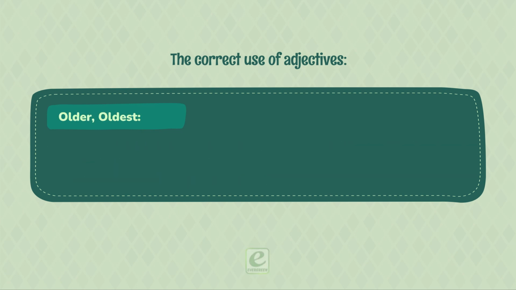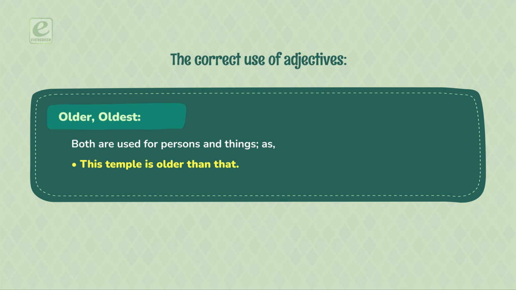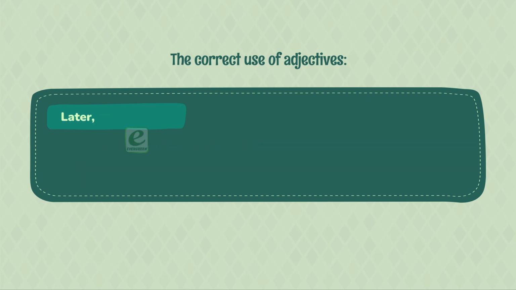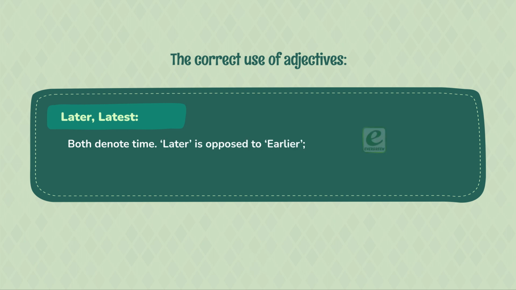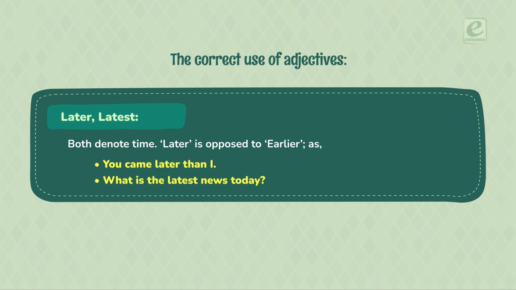Older, oldest. Both are used for persons and things, as this temple is older than that. He is my oldest son, that is, of the living sons. Later, latest. Both denote time. Later is opposed to earlier, as you came later than I. What is the latest news today?